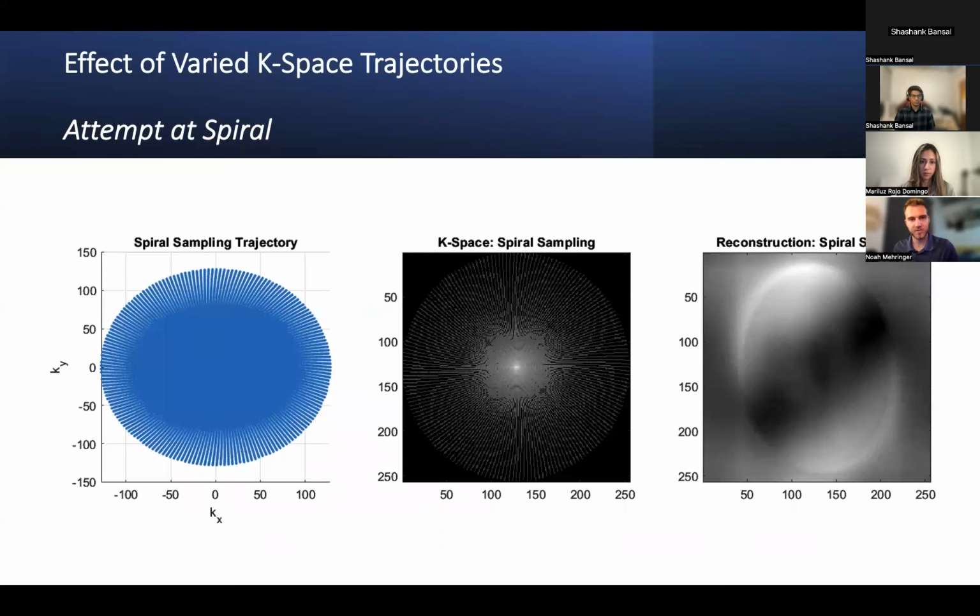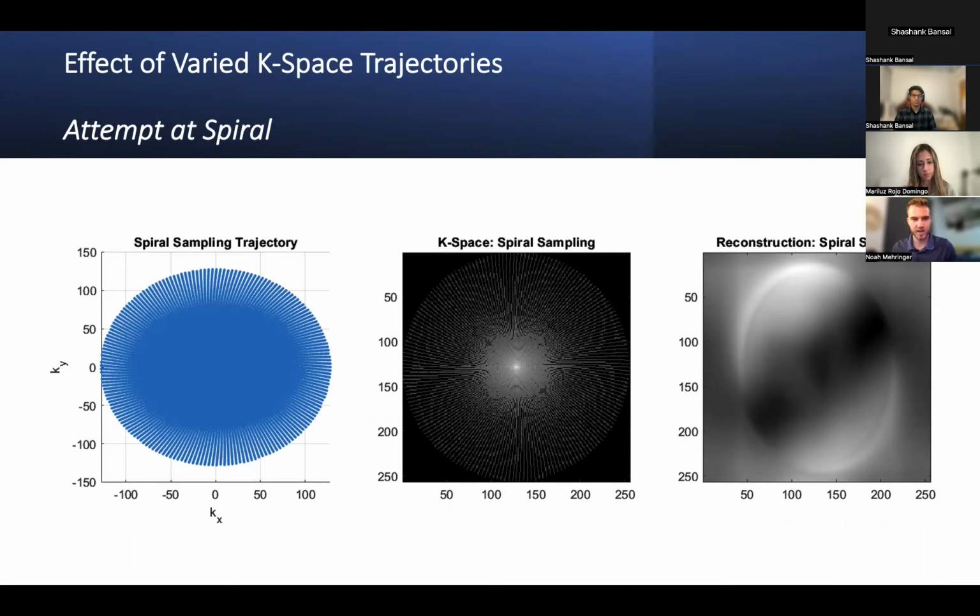So we also attempted to do a spiral trajectory, which is partially successful, and we wanted to include it because it had some interesting results. We created a sampling scheme where we start at the origin and sample in a spiral outwards. So we acquired K-space with most information at the center. And because most of the information was at the center, it got a lot of the low frequency data, which is why you can see the outline of the head pretty well.